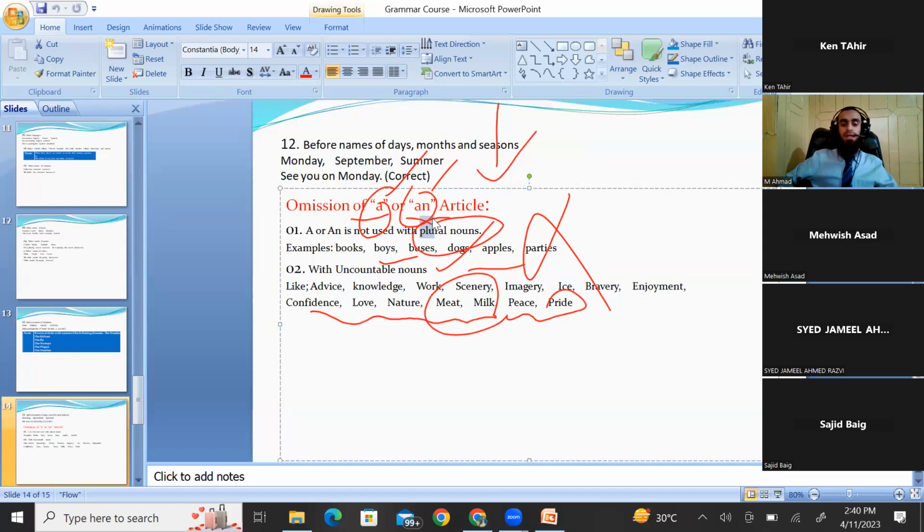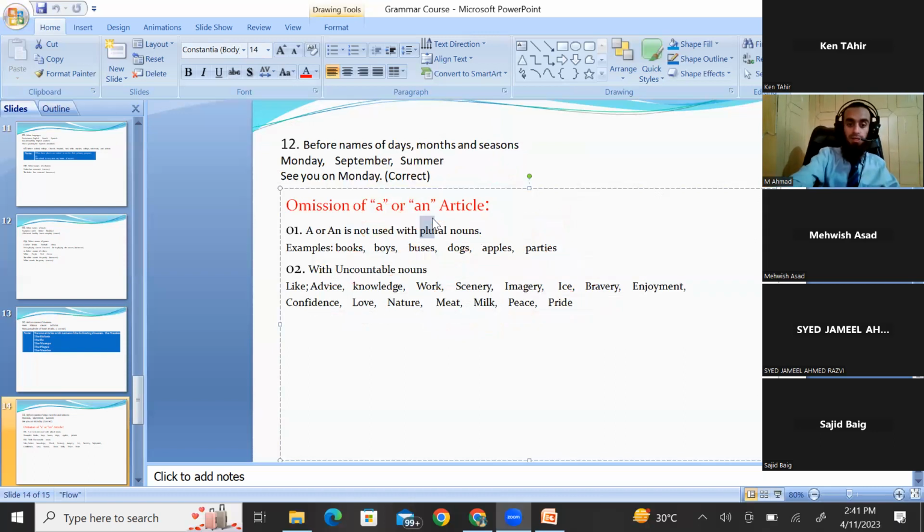Before these nouns, we cannot use a or an. We cannot say, it is a advice. It is a fine advice for me. A good advice for me. It is good advice for me. We should not say a before that. Advice is very good. A knowledge, a nature. Just focus on the uncountable noun. If it is an uncountable noun, remove the article before it, right? Even a, an and also the before the uncountable nouns.